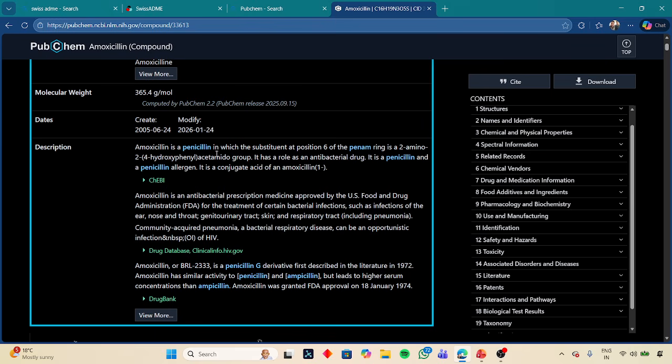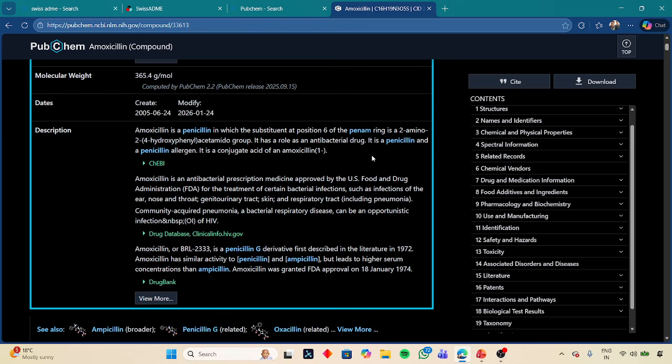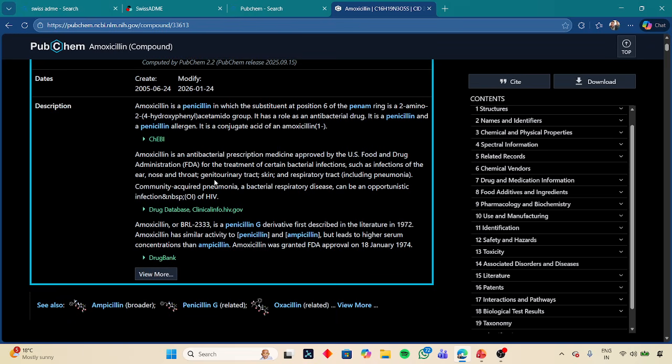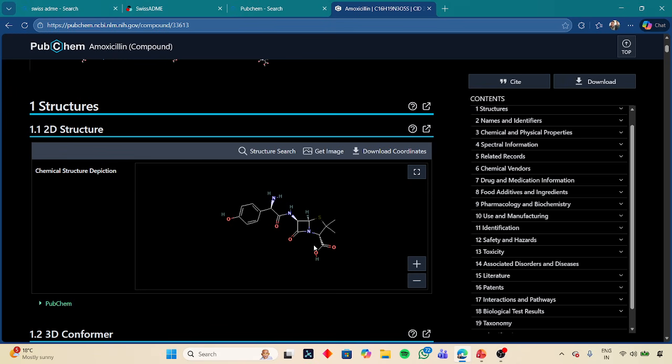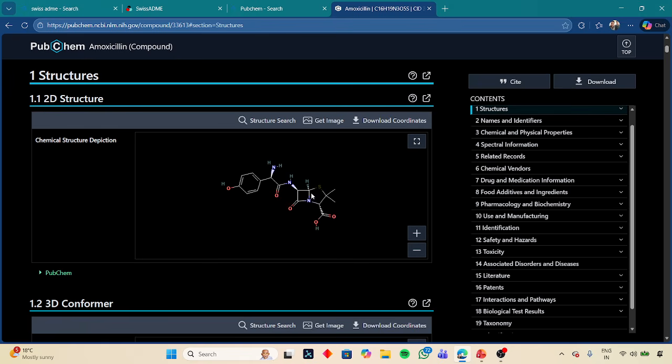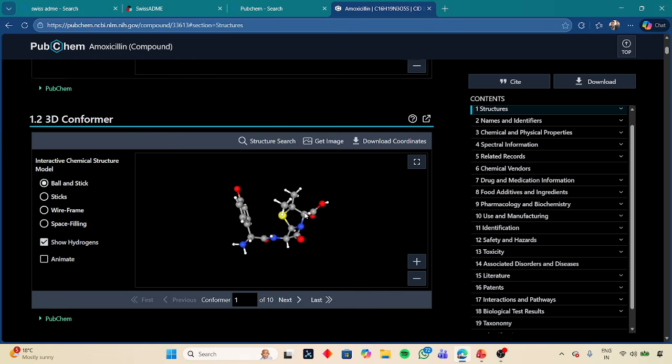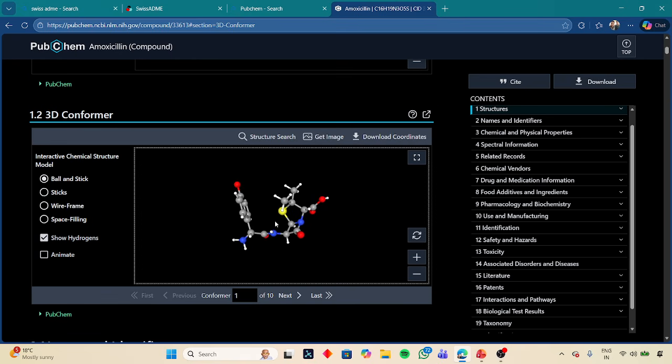Amoxicillin is a penicillin with a substitution at the sixth position. Then you can see this is the structure. It contains the beta lactam moiety, the four-membered ring containing nitrogen and one C double bond O group. It is the beta lactam ring. Then we have the 3D conformer here, your 3D conformation, present in XYZ coordinates.